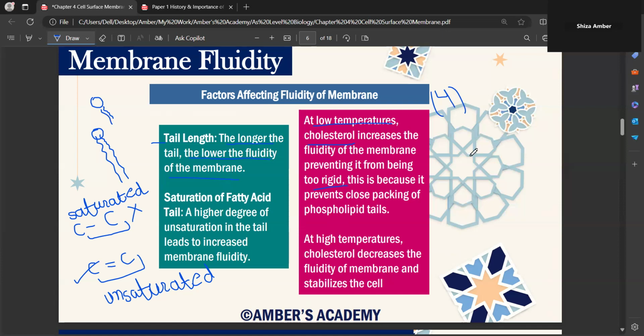This is a very easy concept to understand: when there is a condition of low temperature, or when it is cold enough, cholesterol will increase the fluidity of the membrane, so the membrane does not become static or rigid, because as we said, the membrane is in continuous fluidity. So to maintain fluidity, cholesterol at low temperatures will increase the fluidity, while the inverse will happen at high temperature. So these are basically four factors which are influencing the fluidity of membrane.